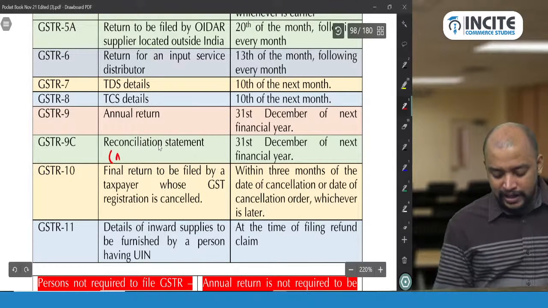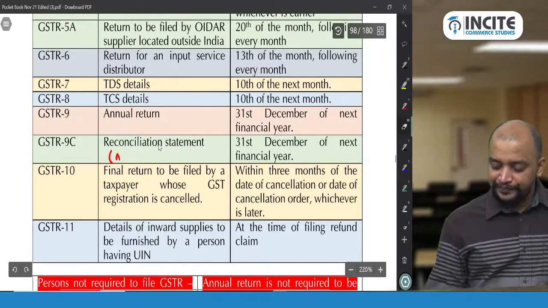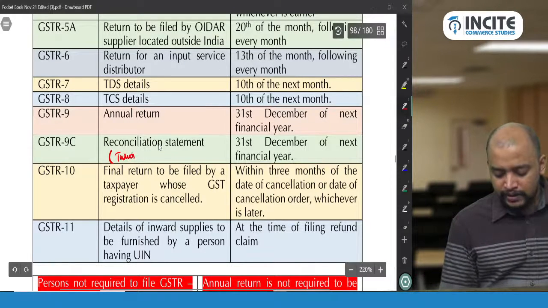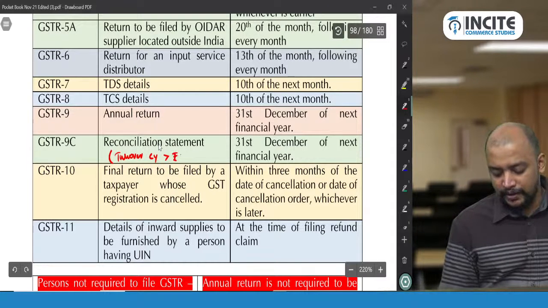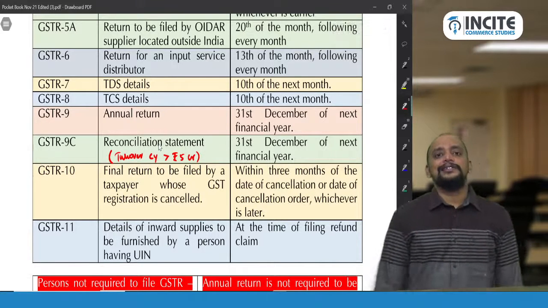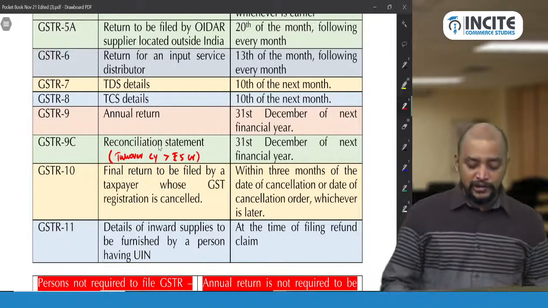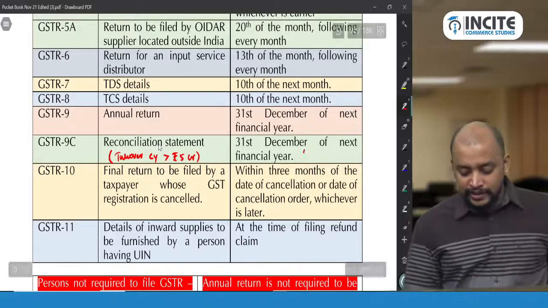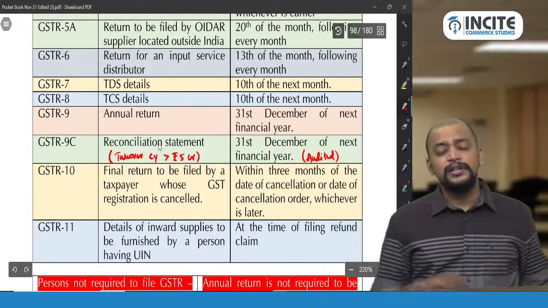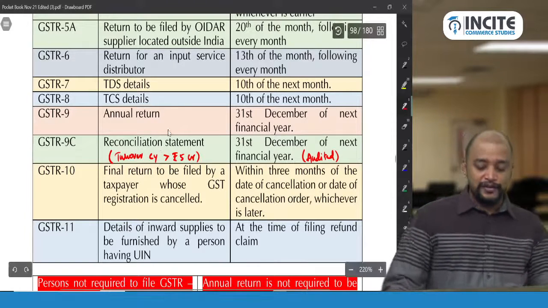So aggregate turnover for current year exceeds 5 crores. So then only GSTR 9C reconciliation statement will come into picture, and it will be audited. So previously it was 2 crores. Now the limit has been extended to 5 crores.